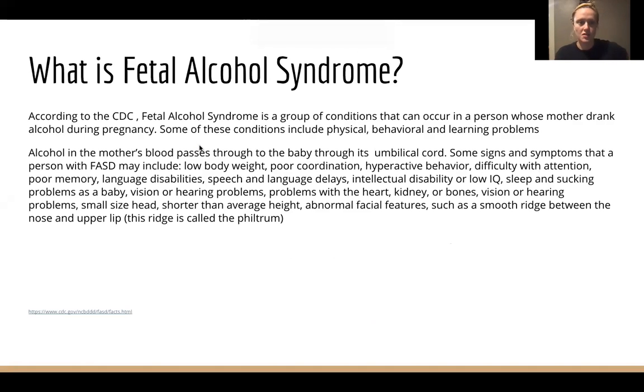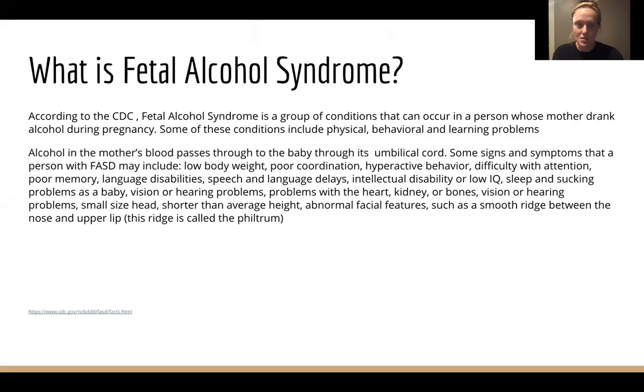So what is fetal alcohol syndrome? Fetal alcohol syndrome is actually a really hard diagnosis because there can be a lot of different factors to it. According to the CDC, fetal alcohol syndrome is a group of conditions that occur in a person whose mother drank alcohol during pregnancy. Some of these conditions include physical, behavioral, and learning problems. Alcohol in the mother's blood passes through the baby through its umbilical cord.